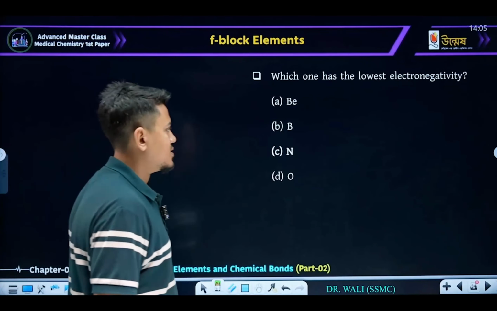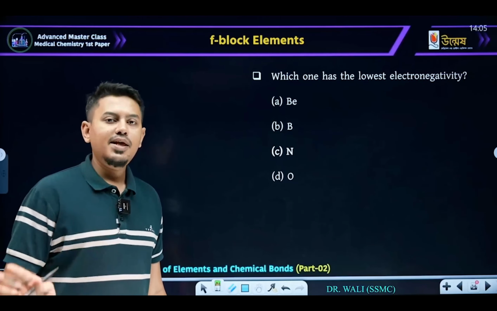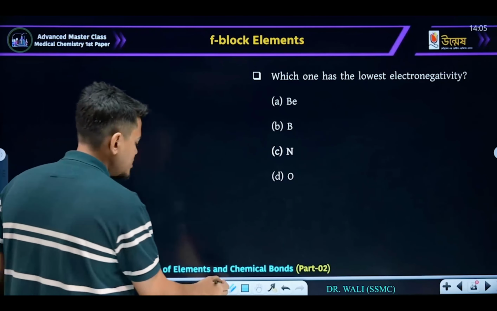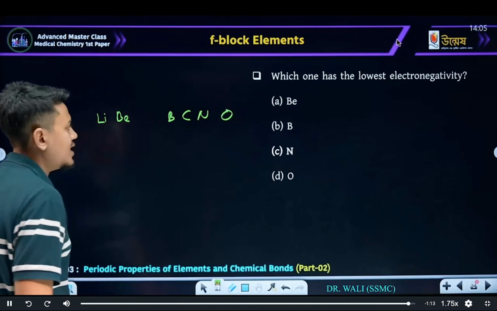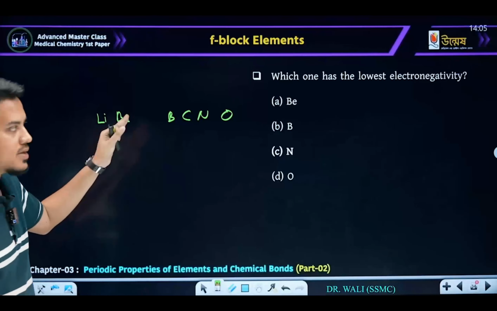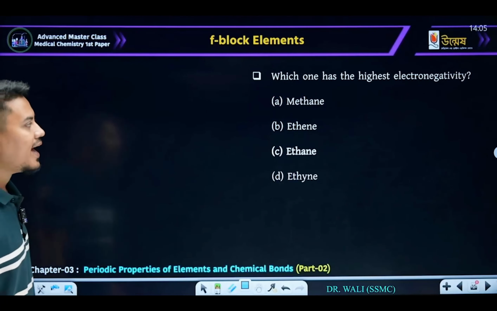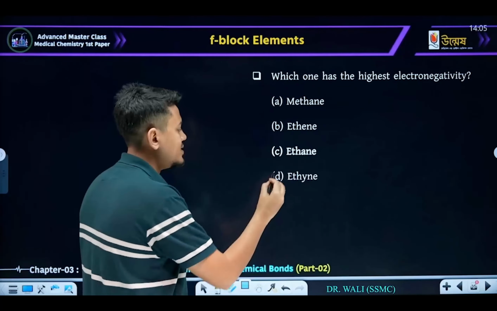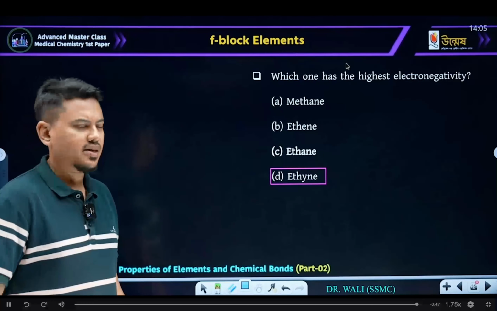Which has the lowest electronegativity? The lowest electronegativity would be shown by the element which is placed at the leftmost side. As we know, in the second period, Li, Be, B, C, N, O, that's how the elements go. As you see, beryllium is placed at the leftmost corner. That's why beryllium would show the lowest electronegativity. Which one has the highest electronegativity? Highest electronegativity would be shown by ethyne, not ethane. Ethyne would show the highest electronegativity. It is around 3 point something.